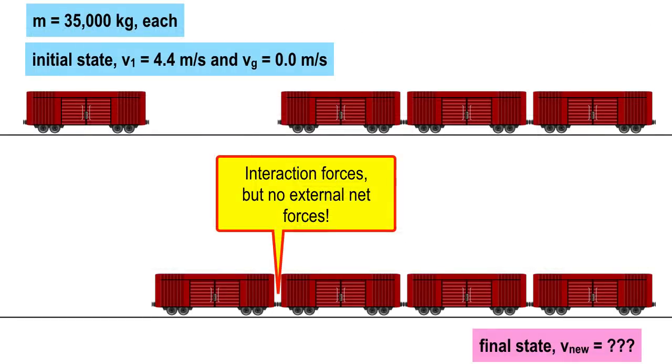So let's look at this setup. We got 4 boxcars, and one of them's moving. Boxcar number 1 over here to the left is moving at 4.4 meters per second. Now the group, symbolized with the letter G for group, this group of 3, they're at rest. And when they collide, there are interaction forces.